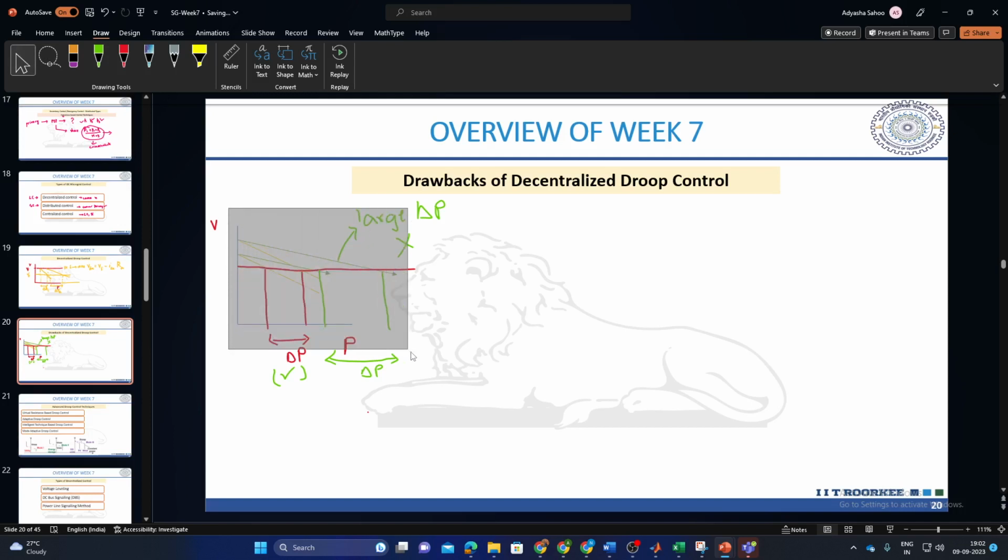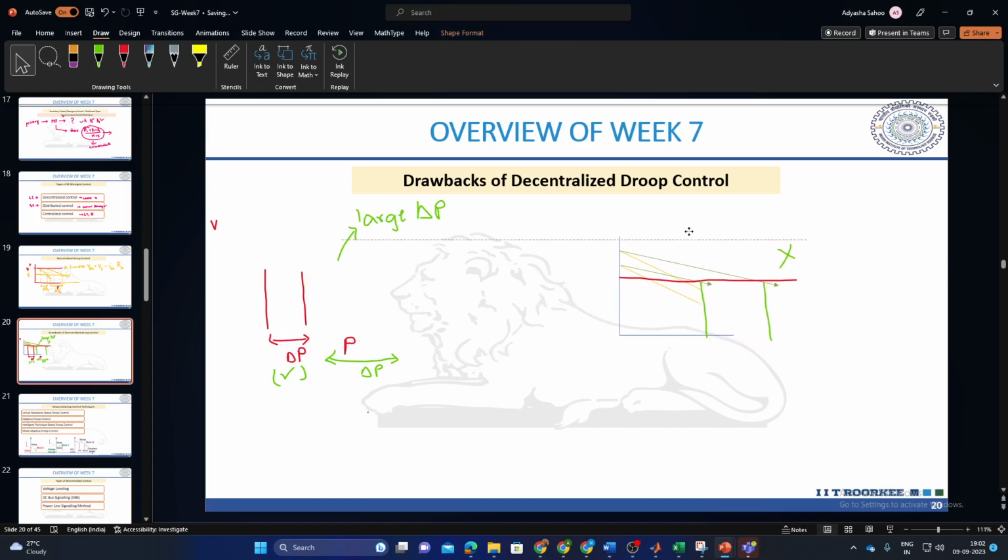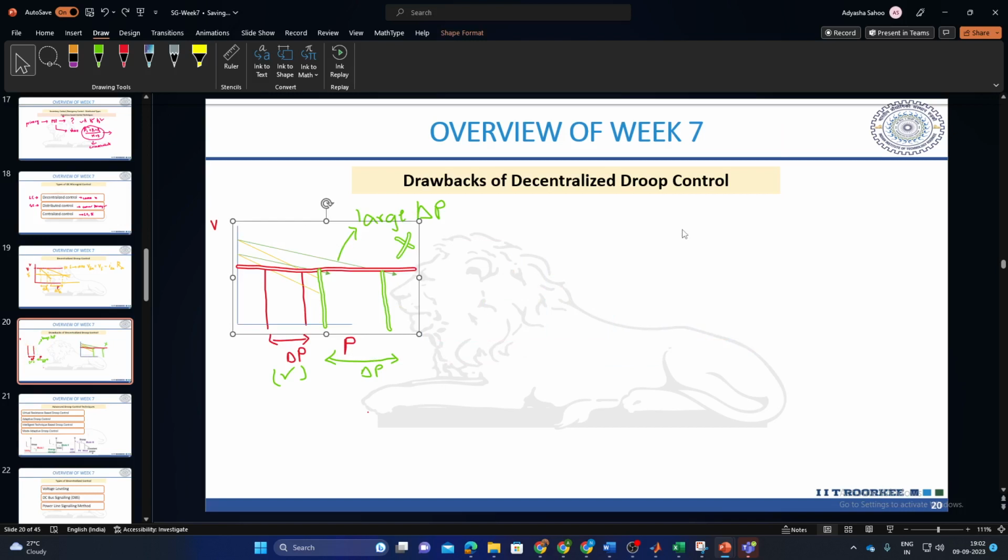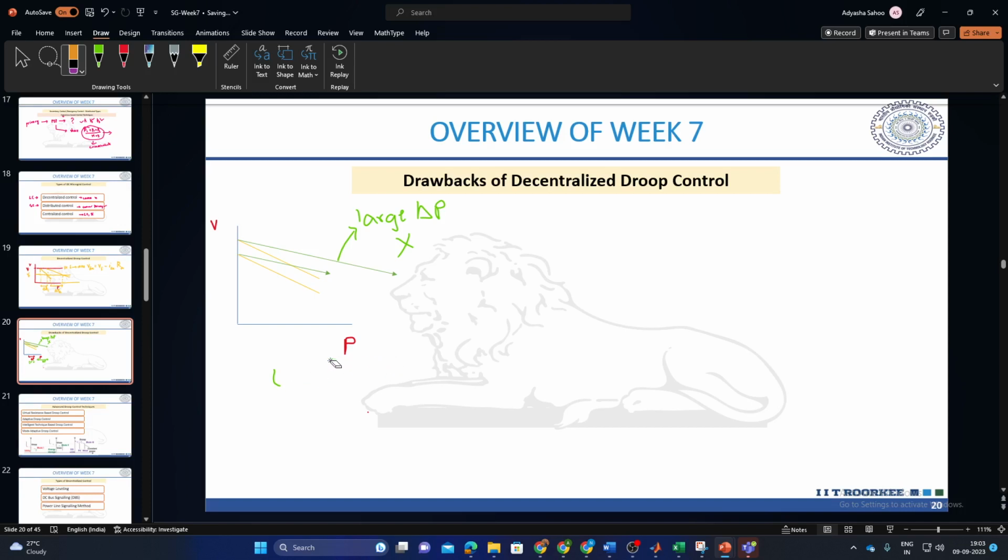So we can see from here that this is giving unequal, or we can say large delta P, which is not favorable. We want them to share equally, near about. Then the same case again we see.